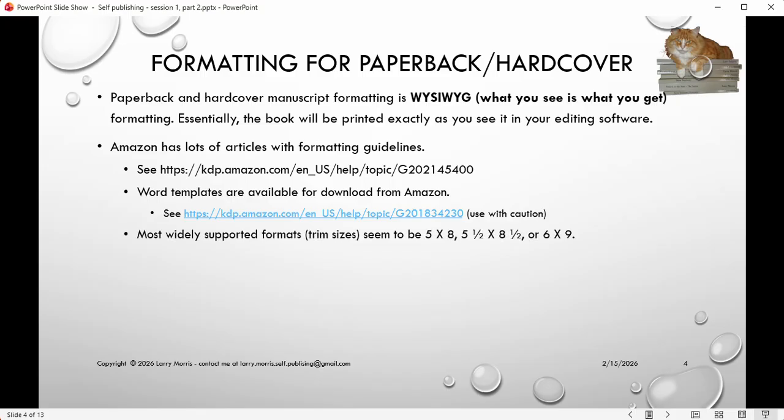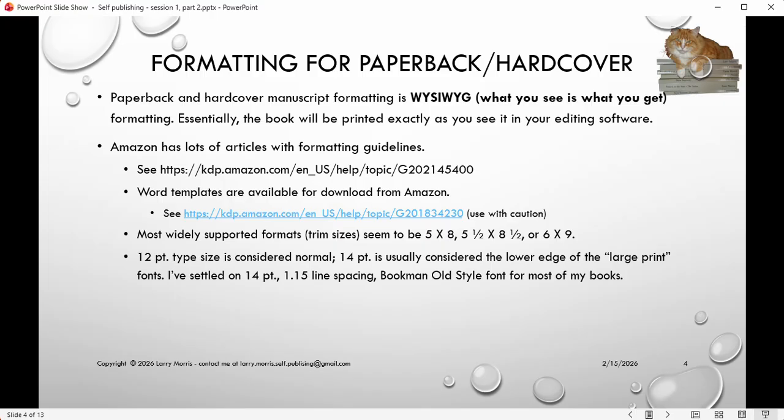The most widely supported formats, or trim sizes as they are called, right now are 5 by 8, 5.5 by 8.5, and 6 by 9. This is by no means the complete list. Amazon supports dozens of trim sizes, even a custom one where within boundaries you can set your own trim size. And please note that every trim size is specified as width versus height. So if you're talking about a 6 by 9 trim size, that's 6 inches wide by 9 inches tall.